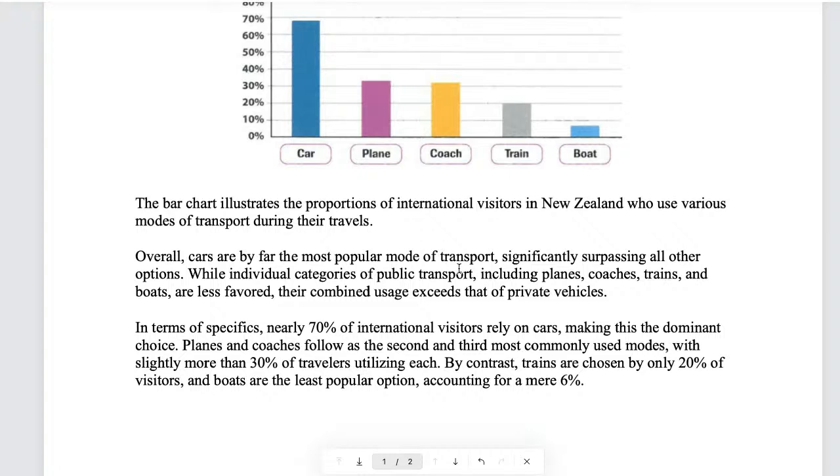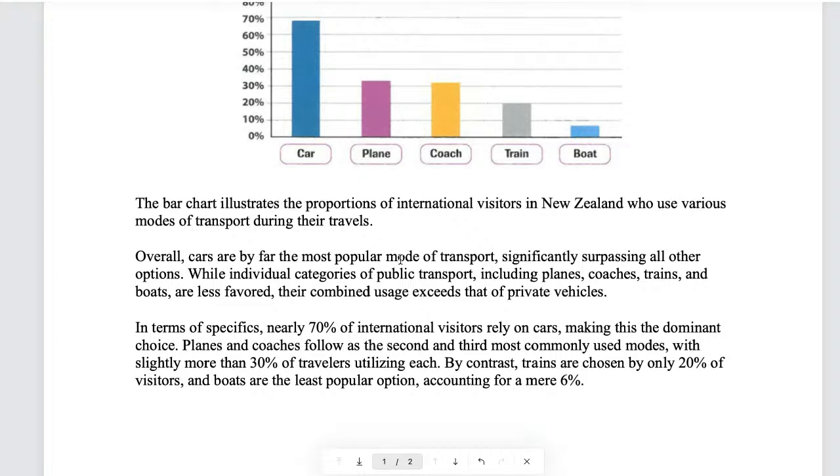International visitors. 70%. Yeah, 70% of international visitors. Let me see, where you went? It's right here. In terms of statistics, nearly 70% of international visitors.